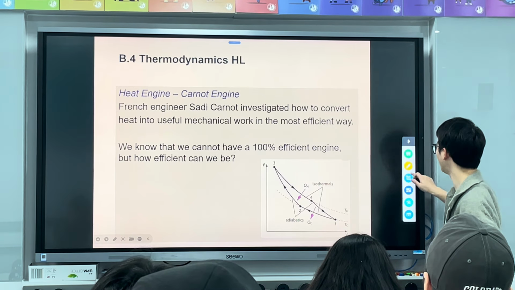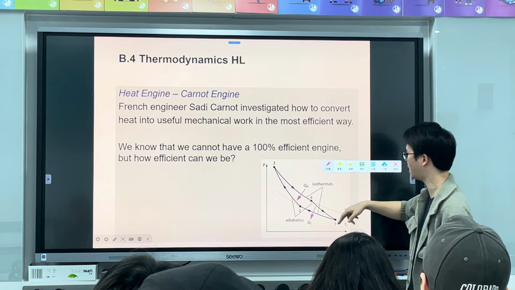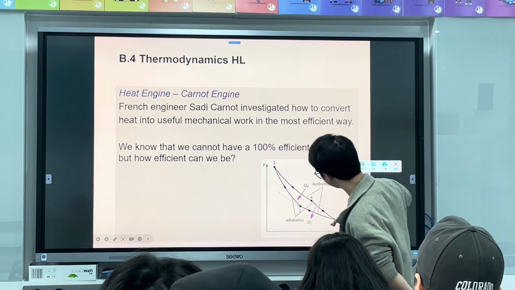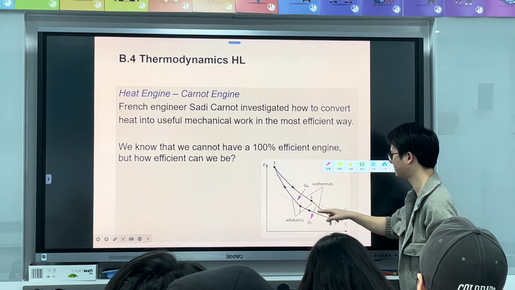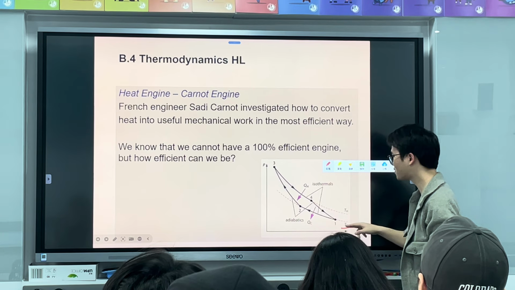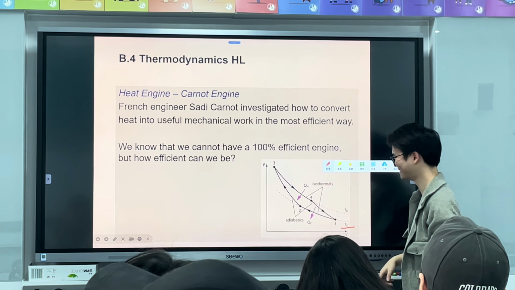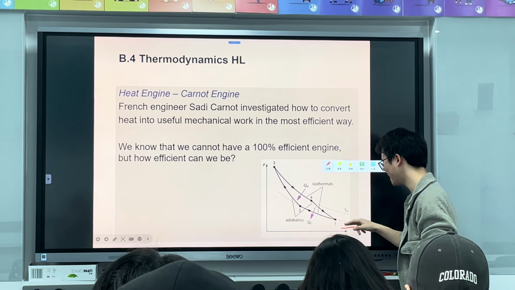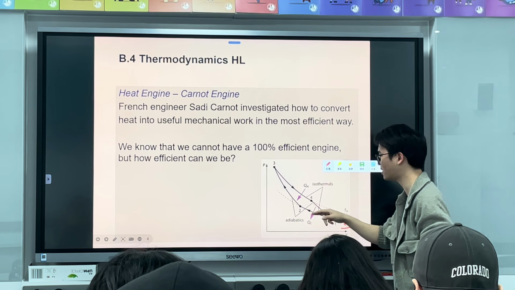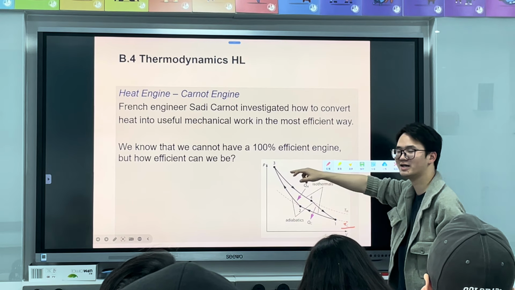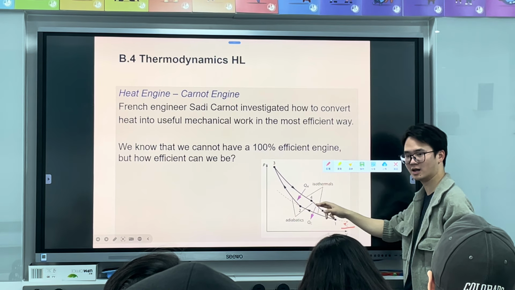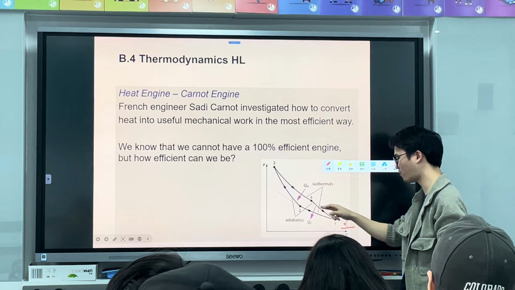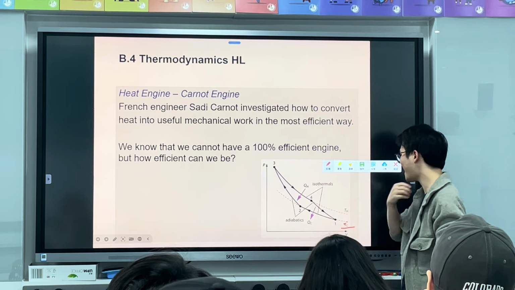The Carnot cycle is super idealized because, first of all, let's look at this cycle. From 1 to 2, this is what process? Isothermal process, because it stays at this isotherm. From 2 to 3, it is adiabatic. From 3 to 4, isothermal, and from 4 to 1, adiabatic.